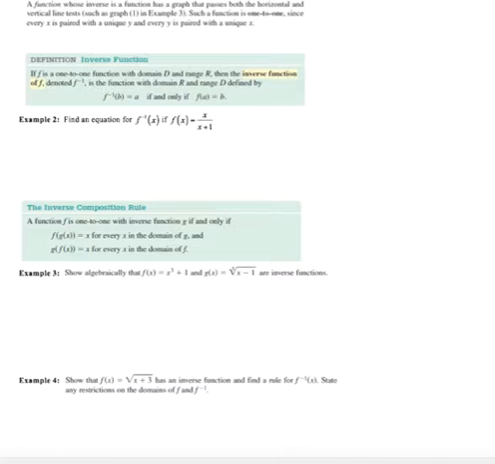Okay, so here we have, it says on the back, a function whose inverse is a function has a graph that passes both the horizontal and vertical line tests. Such a function is 1-to-1. So I kind of said that earlier with a little less verbiage. But anyway, a function is 1-to-1 since every x is paired with a unique y and every y is paired with a unique x.